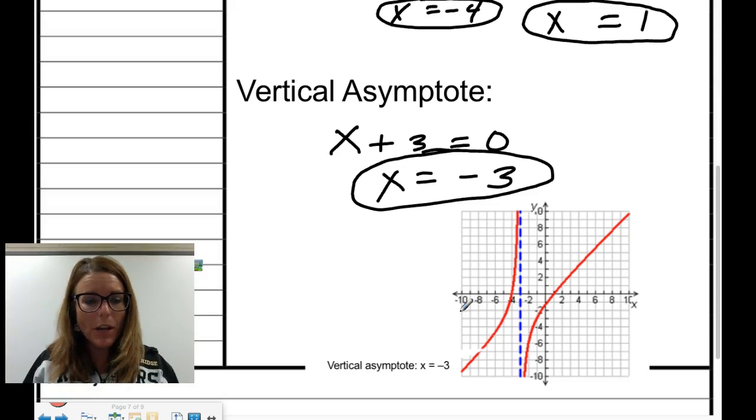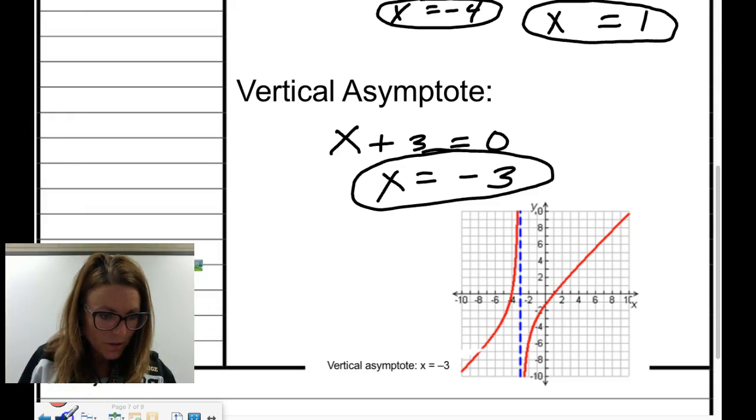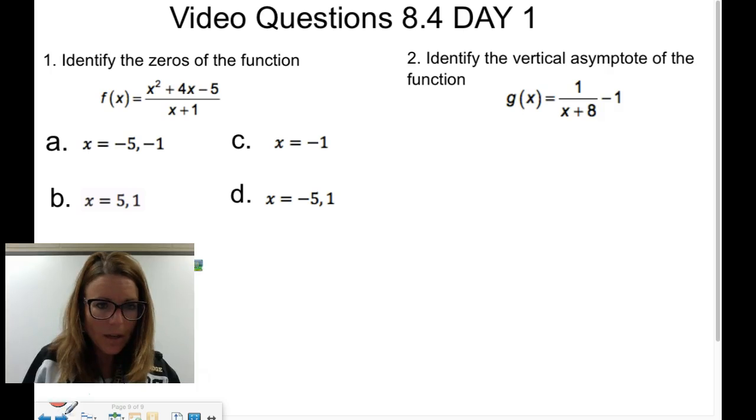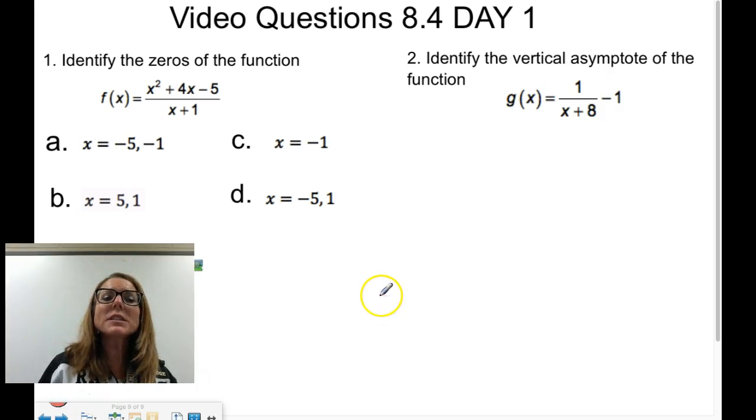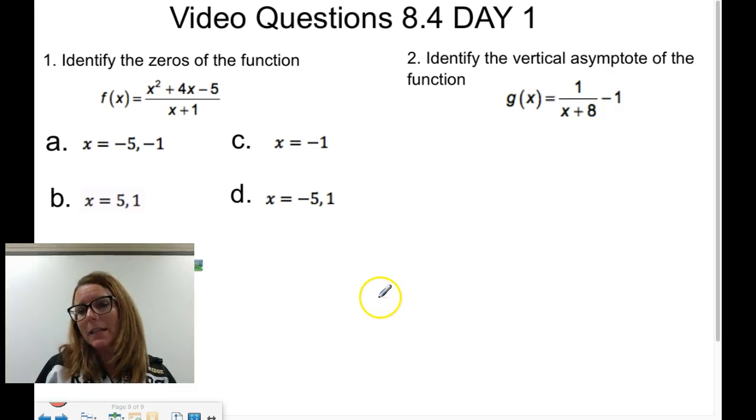So now I'm going to go to the next page. And we're not doing that, we're skipping. Video questions. Identify the zeros of the function. The zeros, you have to factor the numerator. The zeros, you look in the top. And then identify the vertical asymptote of the function. So you're looking at the denominator.